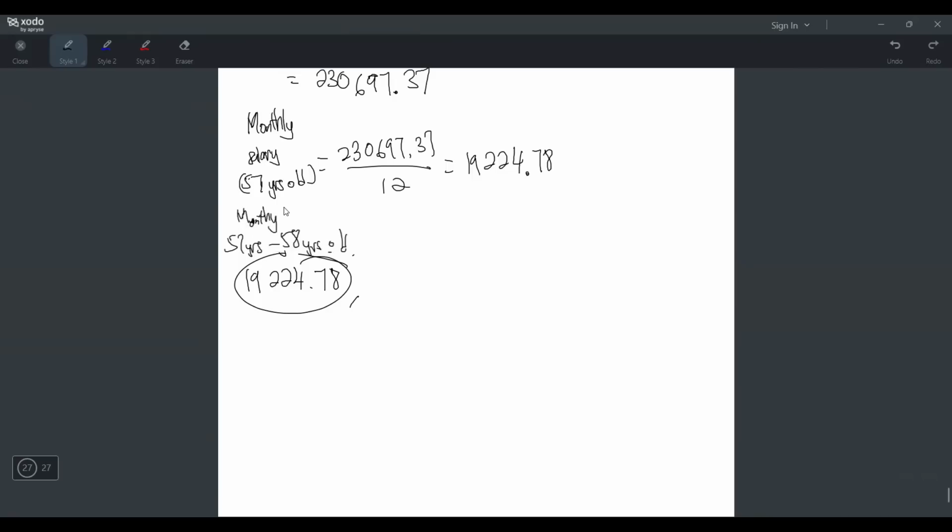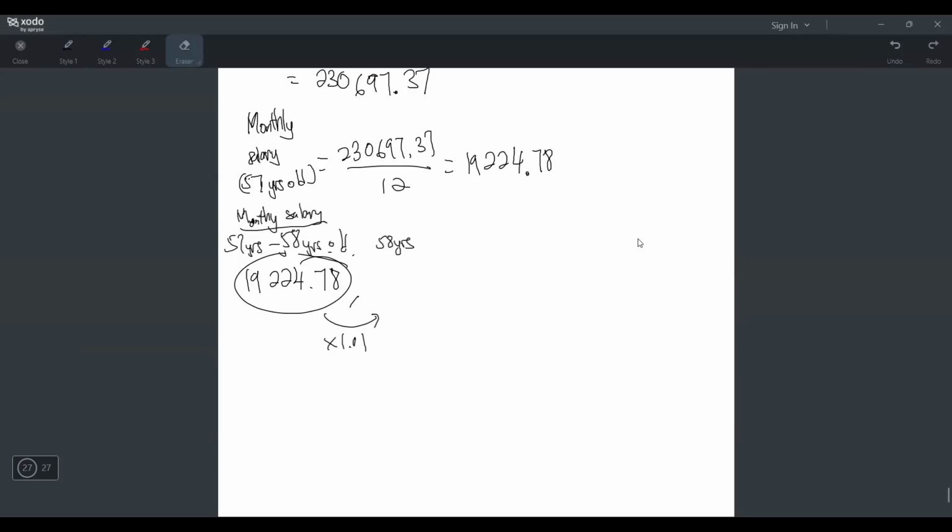Monthly salary. It means from January until December, every month is this salary, right? But starting from 58 years old, it increased 1%, right? So what I have to do is times by 1.01. Because if it increases 1%, you multiply by 1% and then add back the original value, 100%. So if you want to do it fast, just multiply by 1.01.